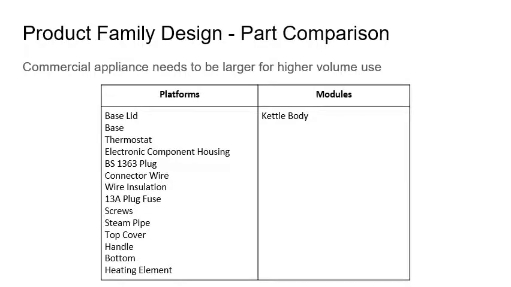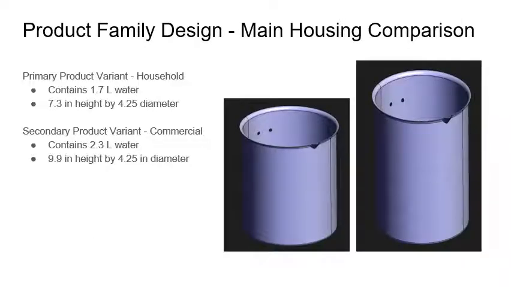Here we have the part comparison between customer groups. This table remains the same from the interim presentation. Only the kettle body is a module, as it is a different size for each customer group. As just mentioned, the kettle body varies in size according to the customer group.